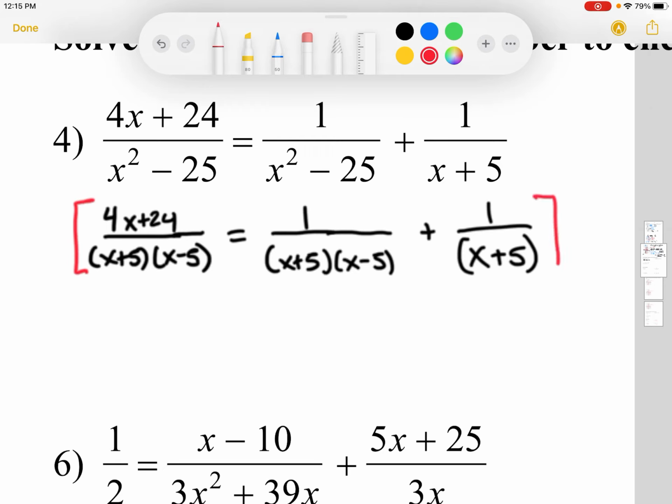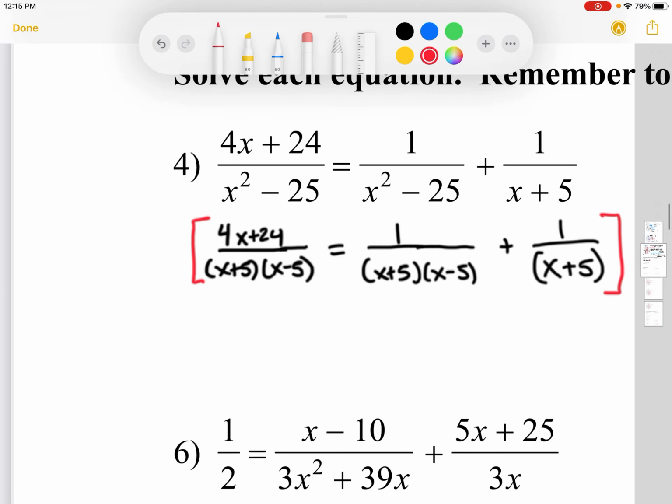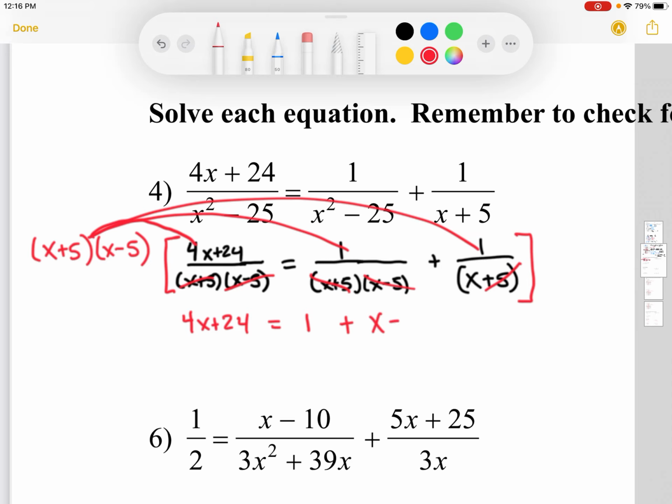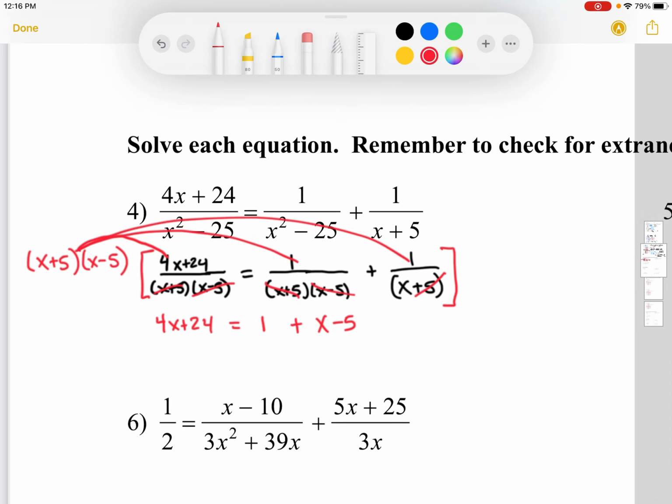Now, we want to multiply the entire equation by our different denominators. So that's going to be x plus 5 times x minus 5. When we distribute it to the first fraction, both terms in the denominator cancel. So we get 4x plus 24. Then that's going to equal, we distribute again, the same denominator terms cancel, we get 1, and then we distribute once more, and just the x plus 5 cancel. So we get plus x minus 5. So when we simplify, we get 4x plus 24 equals x minus 4.